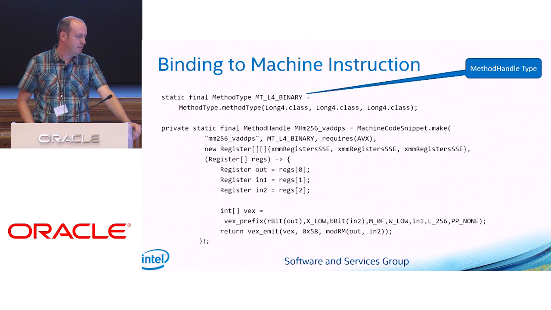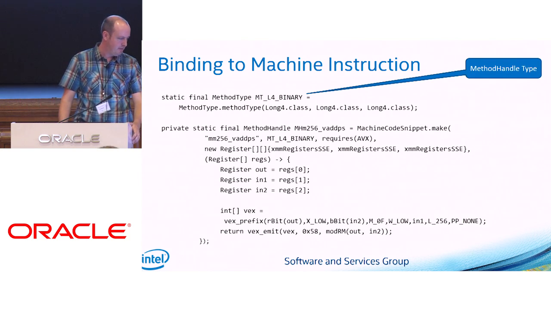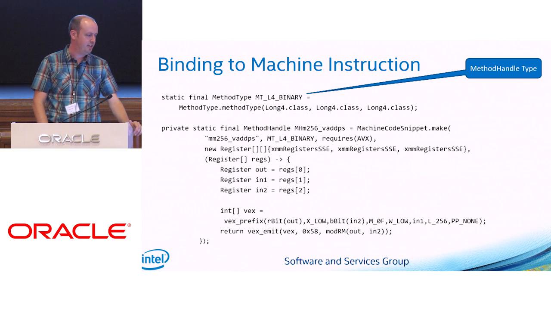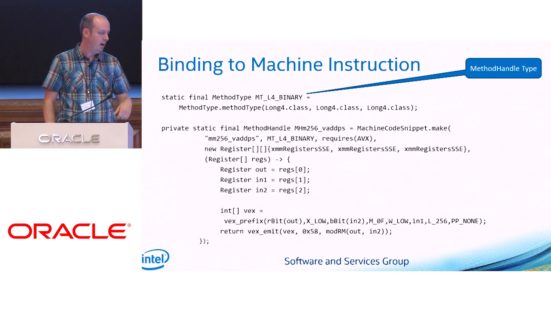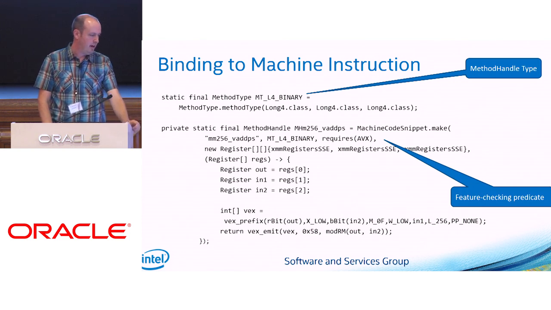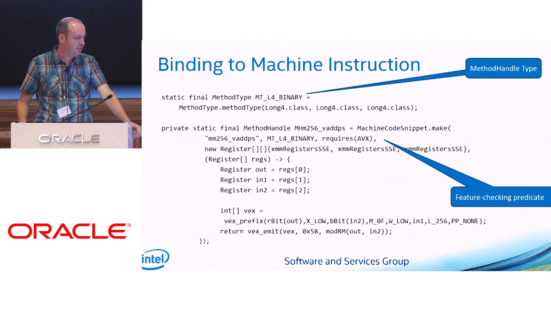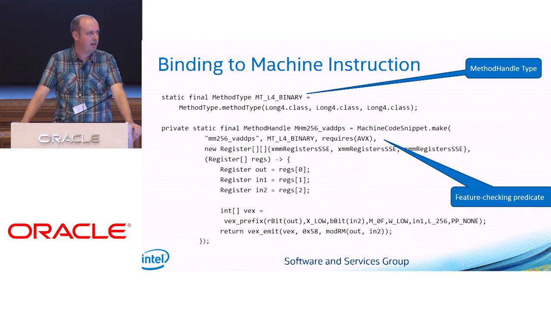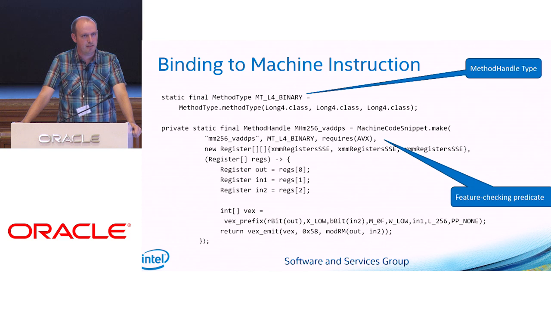So implementing a machine instruction, in this case, this is VADDPS. So instead of integers, we're looking at floats. We have our type. We have our feature checking predicate. In this case, VADDPS requires AVX. So check the CPUID flag: is AVX present? If it's not, bomb out with an exception. If it is, keep going.